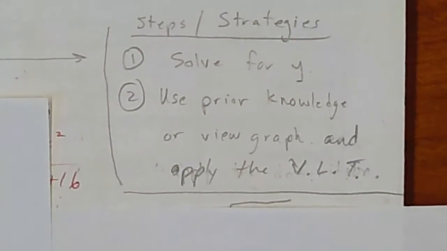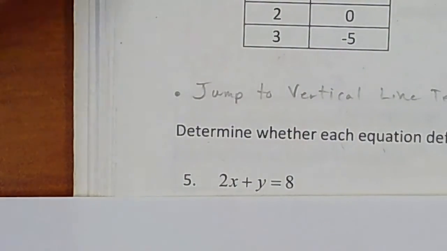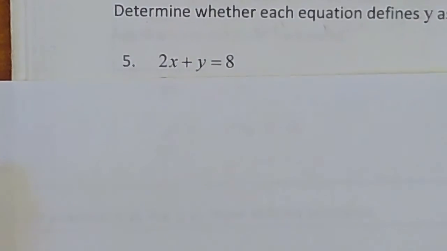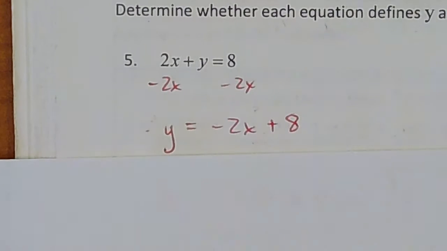All right, so let's try it with example 5. It's not solved for y. Well, we can fix that. We're going to take 2x and move it over. Okay, so moving that over gives me y equals -2x plus 8. Okay, this is where prior knowledge should be pretty good for all of us, especially since we've reviewed y equals mx plus b this year and linear functions.